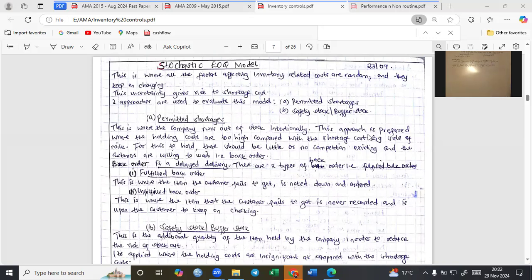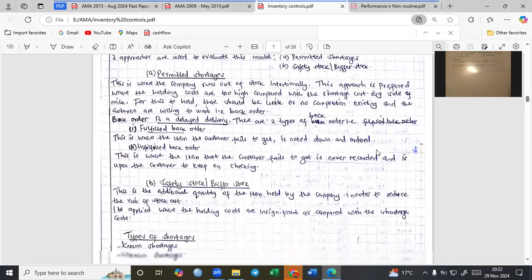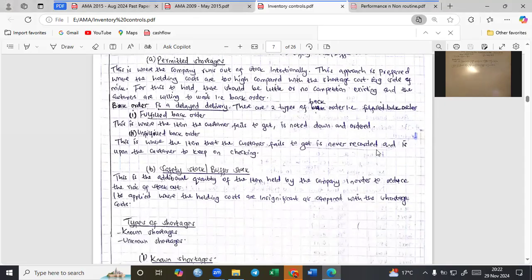Now let's start with the permitted shortage. For permitted shortage, this is where the company runs out of stock intentionally. So this is where the company runs out of stock intentionally.